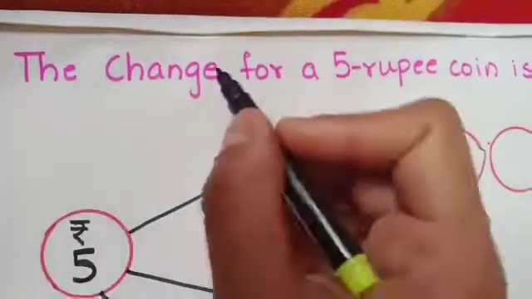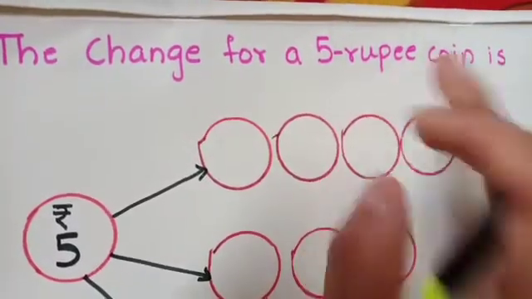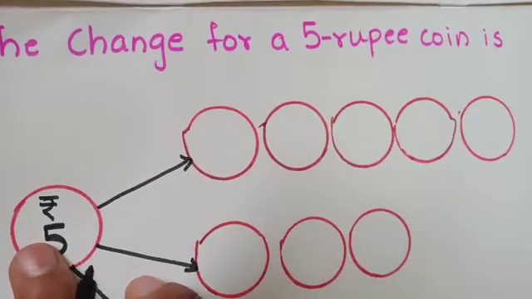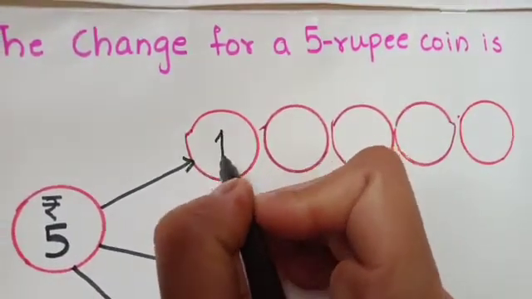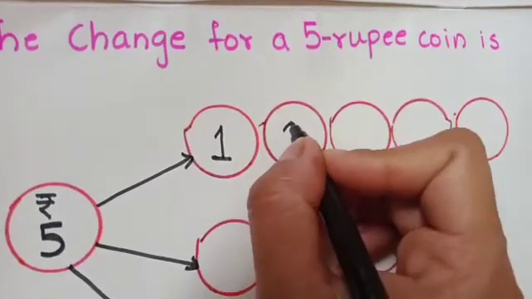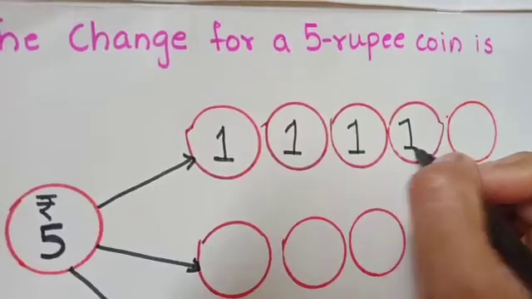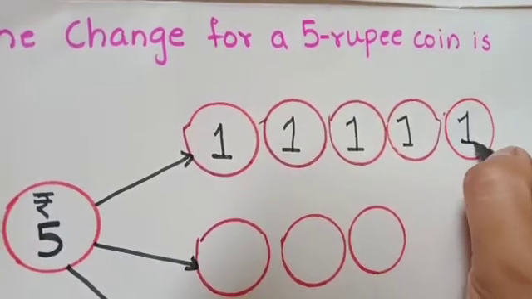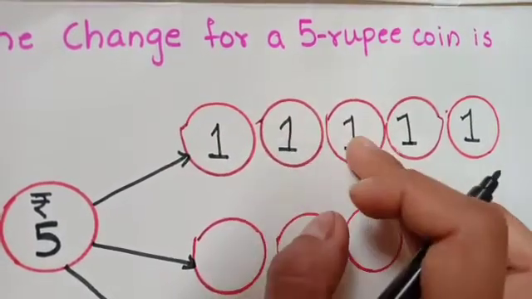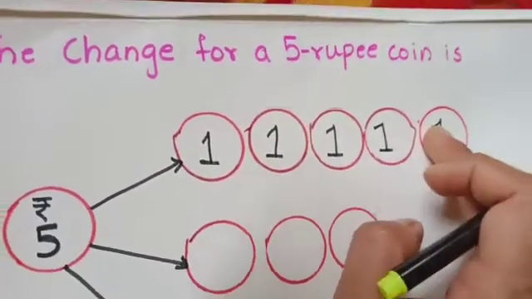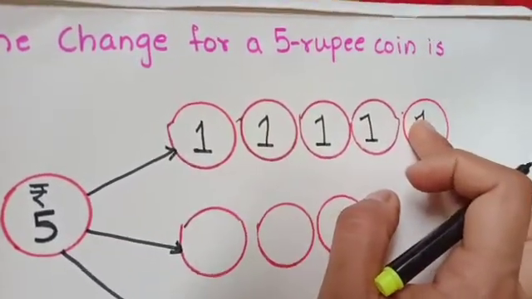Now we will see the change for a 5 rupee coin. How to give change for a 5 rupee coin. This is a 5 rupee coin. How can we give change? We can give 1 rupee coins. This is 1, 1, 1. How many coins of 1 rupee can we give? See, 1 plus 1 is 2, 2 plus 1 is 3, 3 plus 1 is 4, and 4 plus 1 is 5. Therefore, 5 coins of 1 rupee.